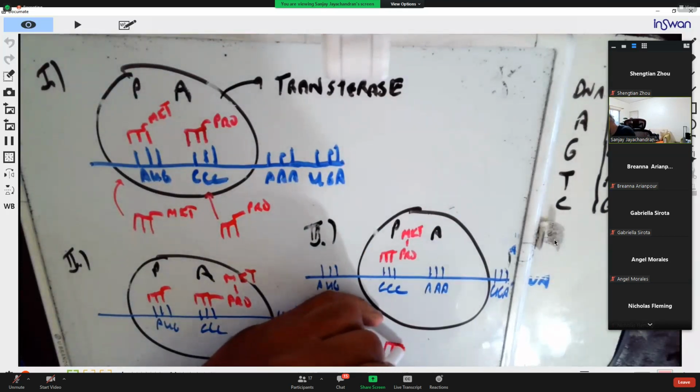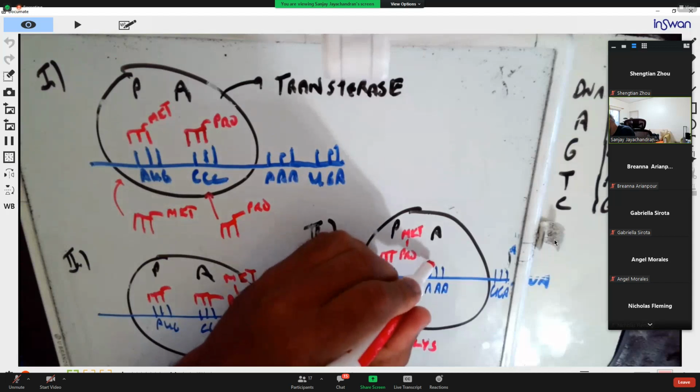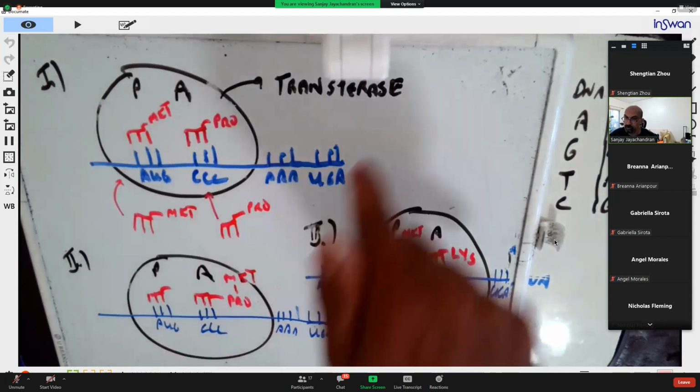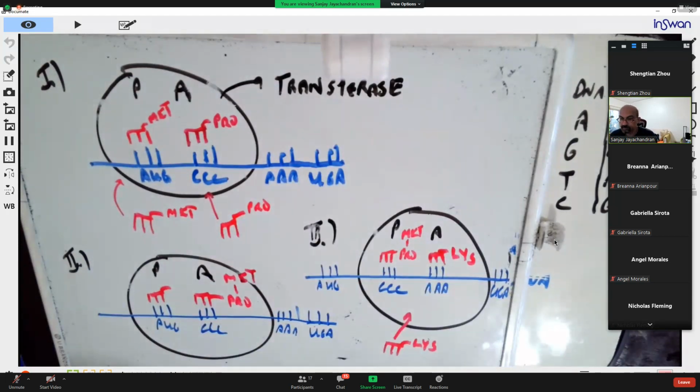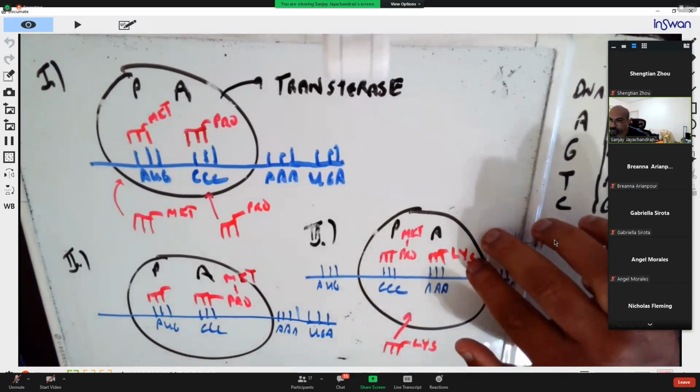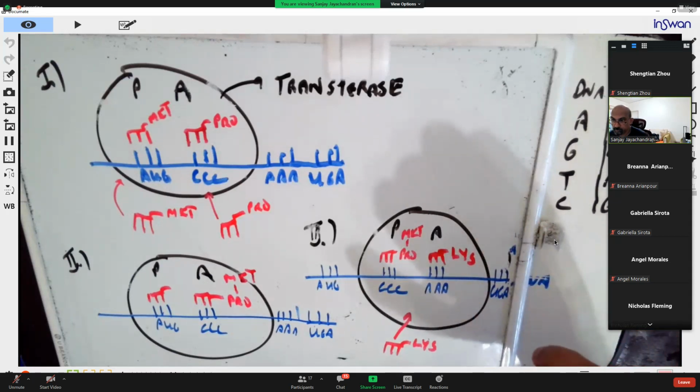Here comes my third amino tRNA. Looking up here, LYS. So what's going to happen next? What's this enzyme going to do next? It's going to connect to MET and PRO. Yeah, so these two are going to be removed from this tRNA and be bonded to this third amino acid here. Clear? I'm going to show you what it looks like. Questions on this? We good?